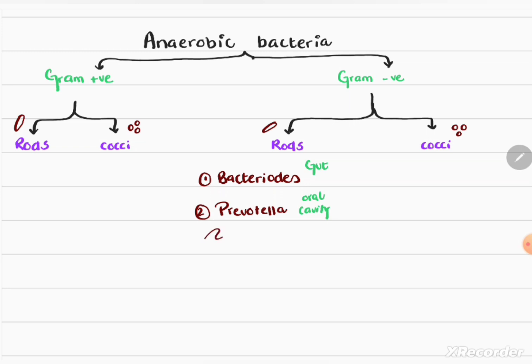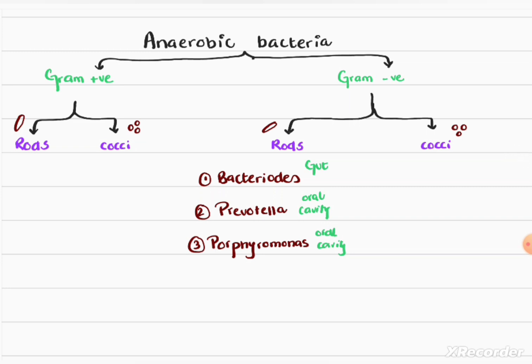Then there is Porphyromonas, third bacteria. They are a bit difficult to remember, but repetition and the inhabitant and the diseases that are caused by these bacteria will definitely help to remember them. The Porphyromonas is also present in the oral cavity, just like the Prevotella, and it causes odontogenic infections.